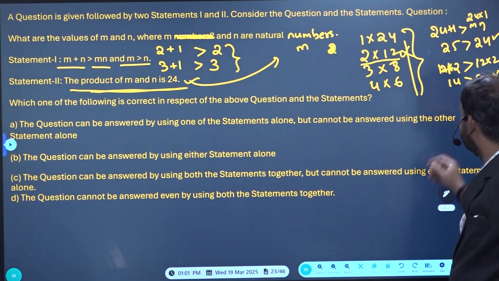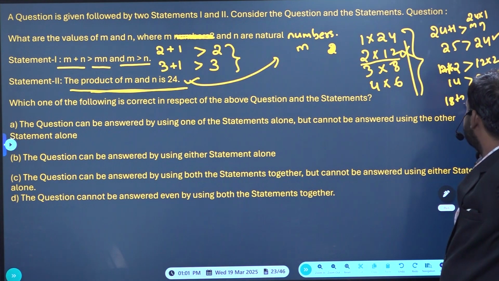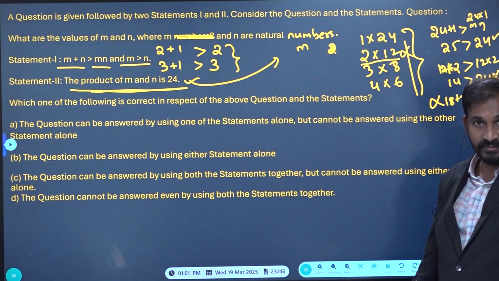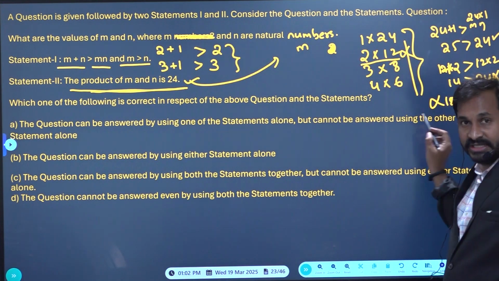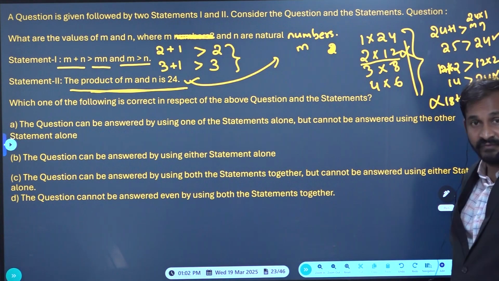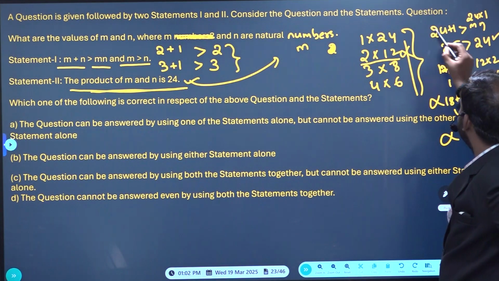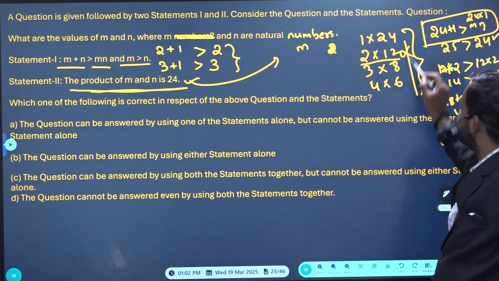Next I will take 18 and 3. 18 plus 3 is greater than 18 into 3. So this one is also not satisfying for me. Why? Because 18 plus 3 is 21. Is 21 greater than 54? No. That went wrong. Next 4 plus 6 is greater than 4 into 6. 4 plus 6 is 10. Is it greater than 24? No. So the only possibility for me is 24 and 1 pair.